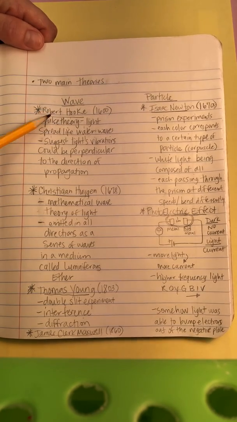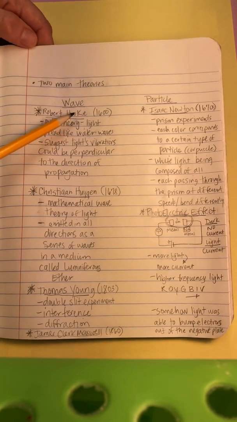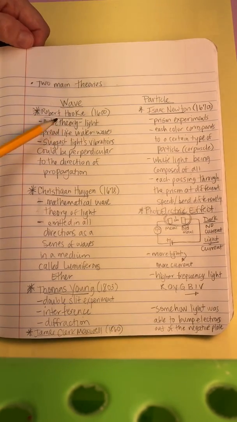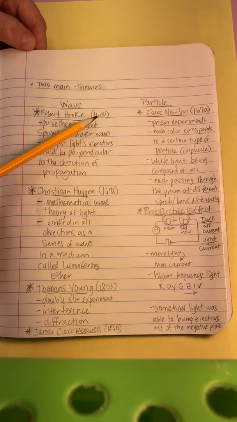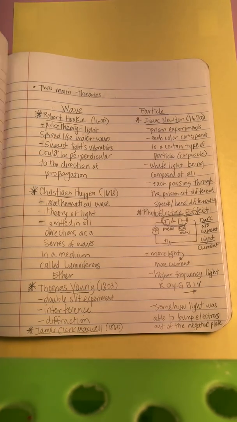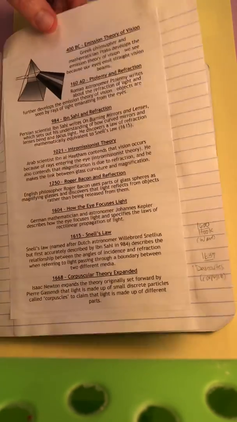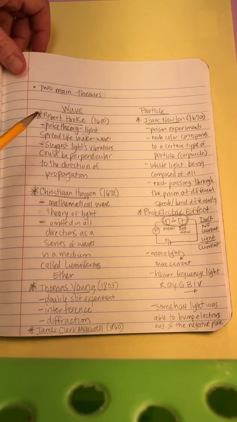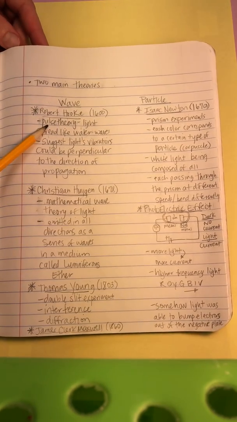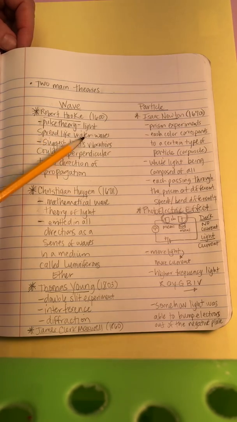So as the wave theory of light, Robert Hooke was one of the gentlemen who was really into thinking that light was of a wave nature because of the way that it behaved, all the way back to the 1600s. So he's way back, if you look at the diagram, he'd be over here in this time period. And so he was thinking it was a wave. His theory was sometimes referred to as the pulse theory. The theory is that light spreads like water waves.